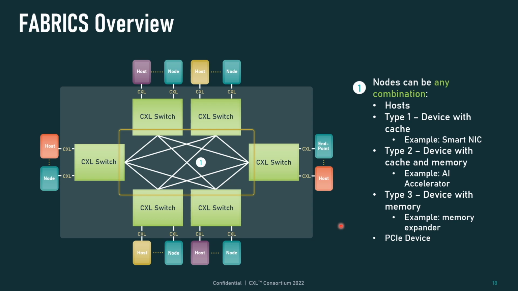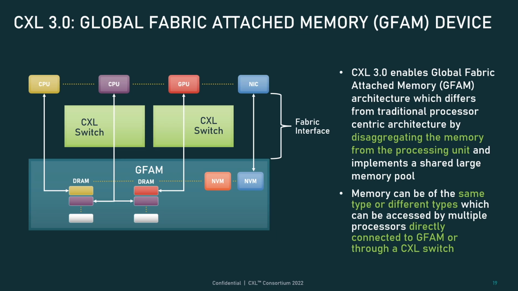This concept of a fabric is a very powerful tool in our arsenal because now it allows us to create system topologies and address use cases that could not be addressed using a traditional tree structure PCI topology. One example of one of the new concepts that CXL 3.0 introduces is that of a global fabric attached memory device. Now, a global fabric attached memory device is a piece of memory that is attached to CXL that can be accessed by any CPU that is connected to it either directly or through a CXL switch.